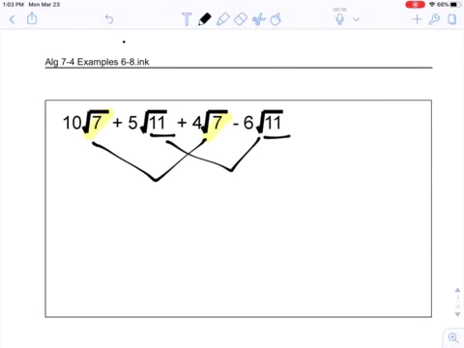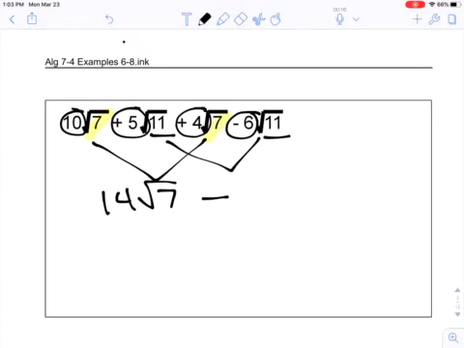All right, so if I combine my square roots of 7, 10 plus 4 gives me 14 square root of 7. And then 5 minus 6 gives me minus 1 square root of 11. And notice I did not put the 1 down. You do not need to write the 1. It's the same thing as nobody writes 1x, right? Nobody does that. Everybody just writes x. So it's the same thing with square roots. Think of that number out in front as a coefficient.